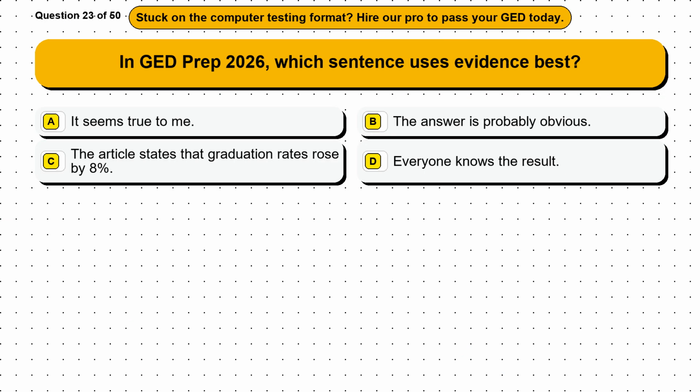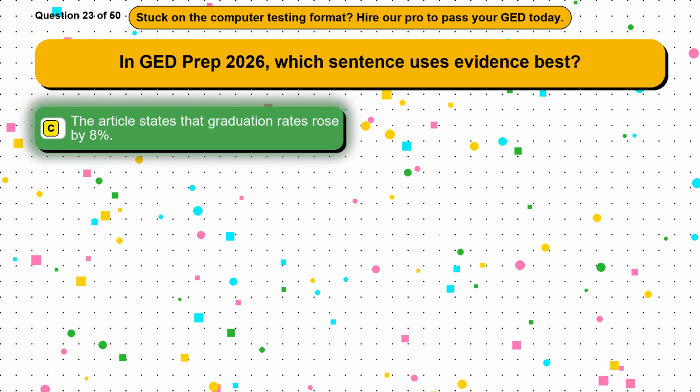Question 23. In GED Prep 2026, which sentence uses evidence best? Option A. It seems true to me. Option B. The answer is probably obvious. Option C. The article states that graduation rates rose by 8%. Option D. Everyone knows the result. The correct answer is option C.